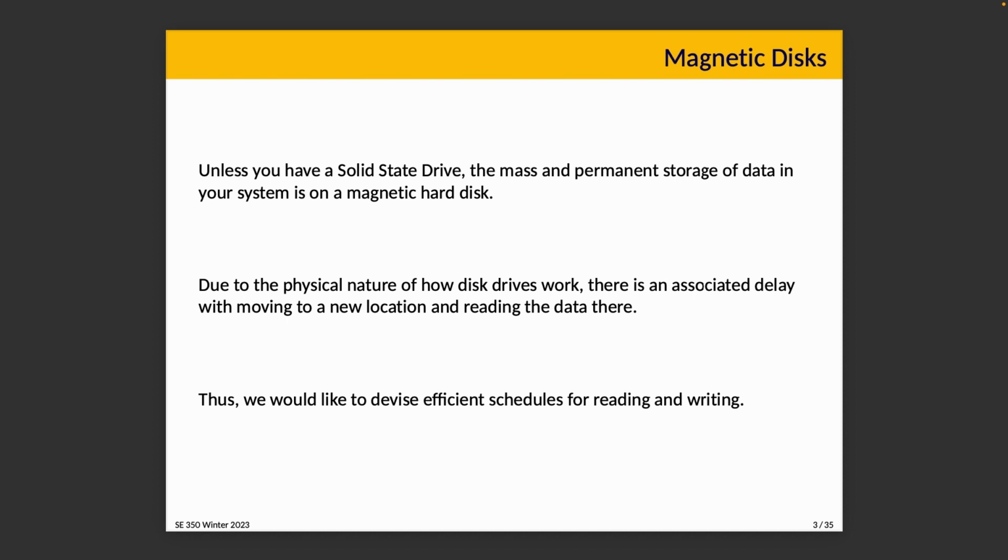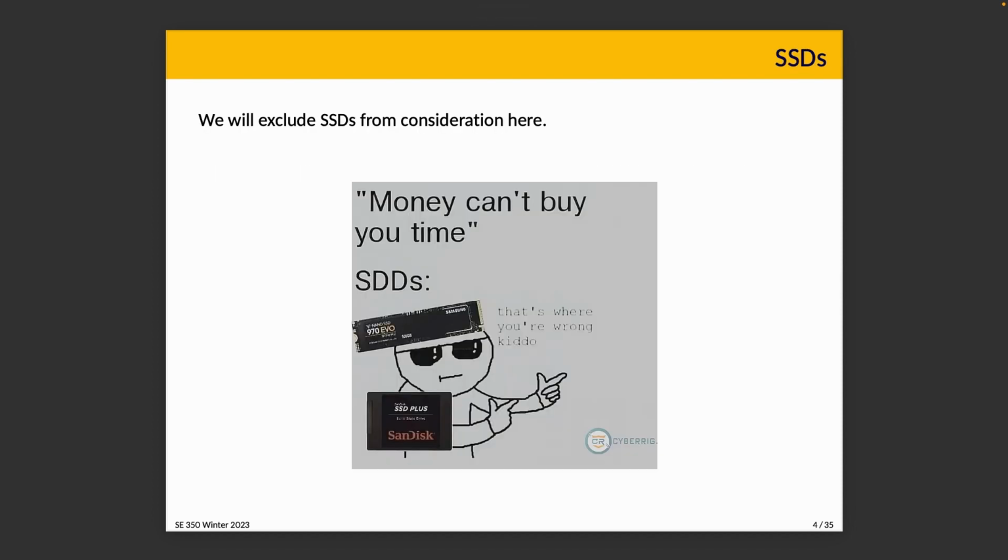We'll see why we talk about the physical locations in a minute, but they are mechanical devices, right? Like physical pieces of stuff have to move from one point to another, and this movement takes non-zero time. So, given that, we want to devise efficient schedules for reading and writing. And these really only make sense when we're talking about a magnetic drive, right? For SSDs, monies can in fact buy you time, and these are, all things being equal, much faster and much easier and better to work with.